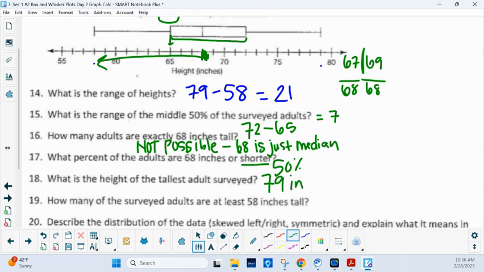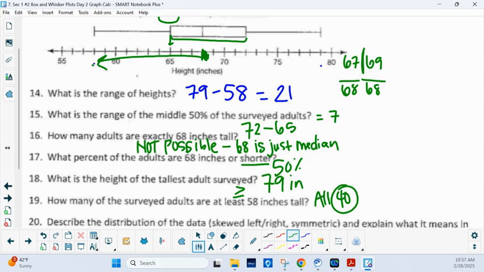How many of the surveyed adults are at least 58 inches tall? Jack says all of them. You guys agree? Because what's 58? The shortest. So everybody at least means greater than or equal to. So yeah, all, or 40. We know there's 40 people, or 100%. All of them are at least greater than or equal to 58.